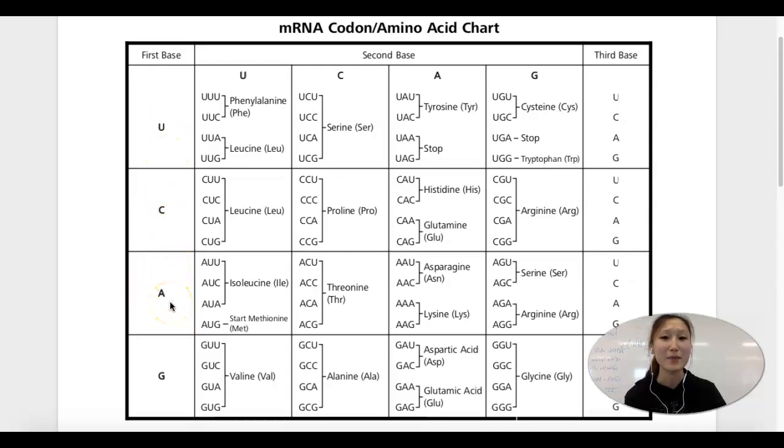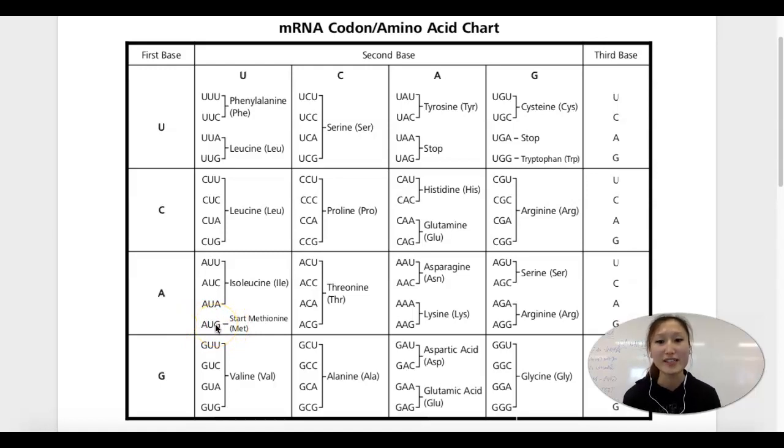And then the second step is you want to look across after you find the first base. So your second base is U. And as you can see, this first box contains everything with A and U for the first and second base, right? Because if you look at the second base right here, the second base U is right here. So AUG codes for the start codon.